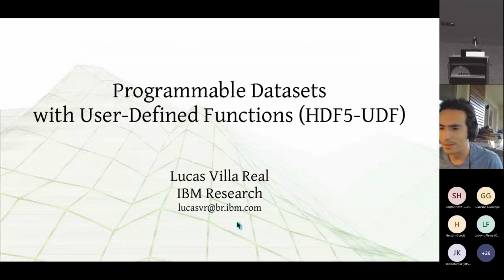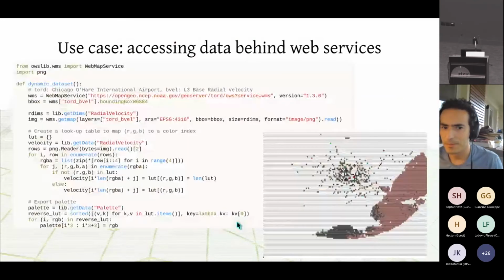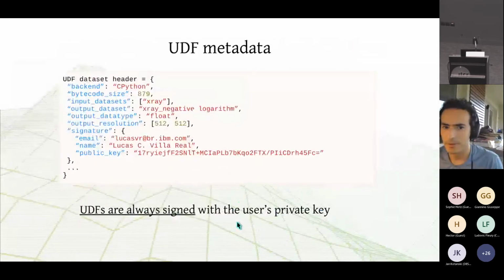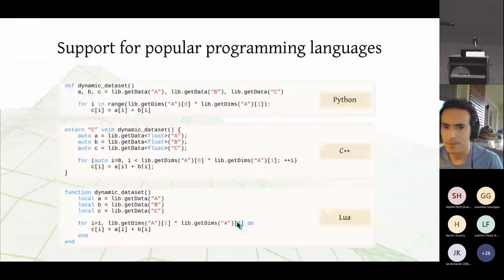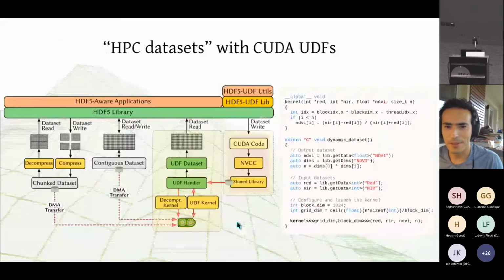Yeah. On your example with using C++ to express this UDF, you said that you compile that into a shared library. How do you deal with that? I mean, what do you store in the HDF5 data?